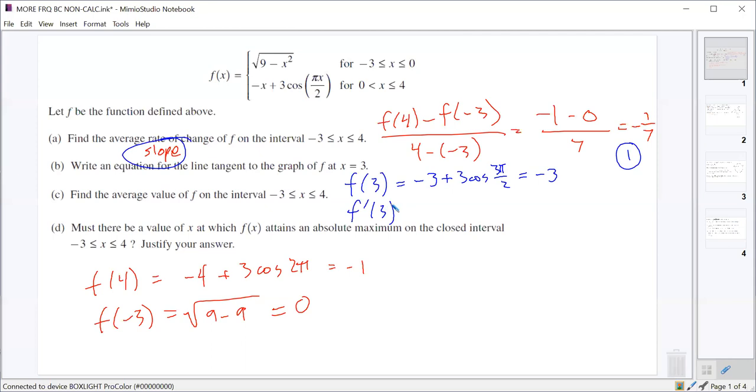And then to find f prime of 3, we've got to take the derivative of this. The derivative of the first part is -1. And then the derivative of 3 cosine pi x over 2 ought to be minus 3 pi over 2 times sine pi x over 2. If we evaluate that at 3, that's -1 minus 3 pi over 2 times the sine of 3 pi over 2.